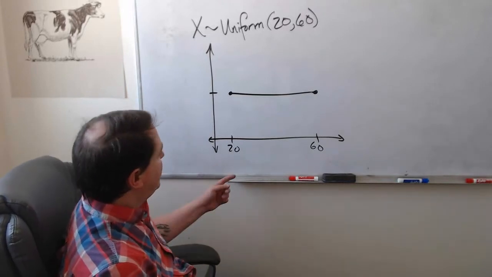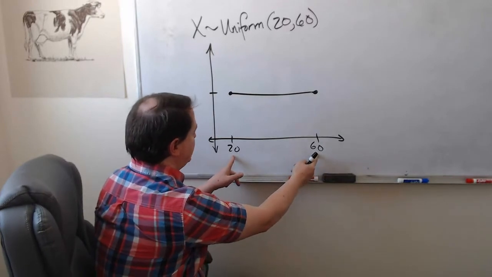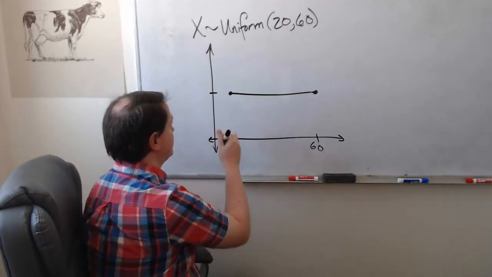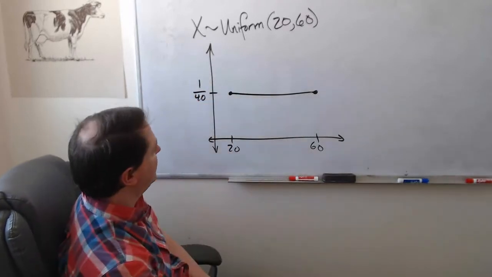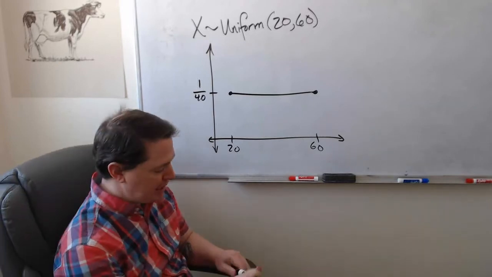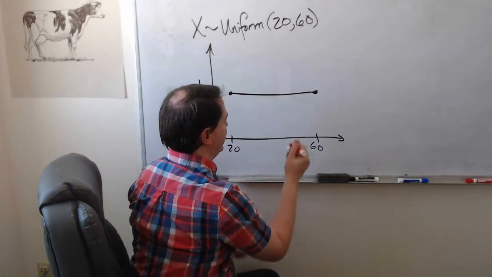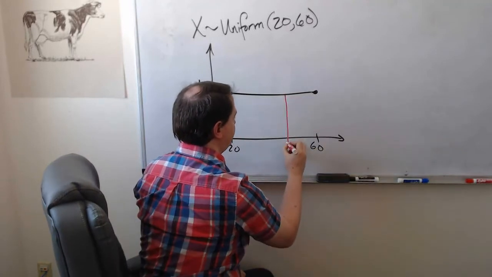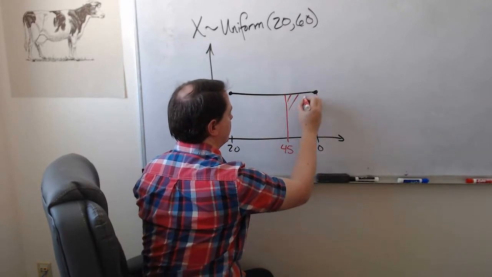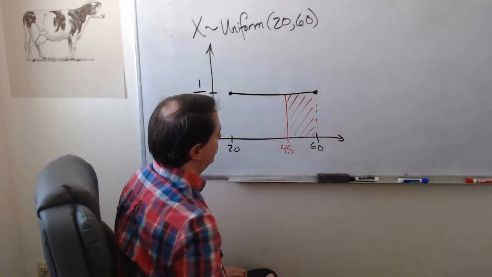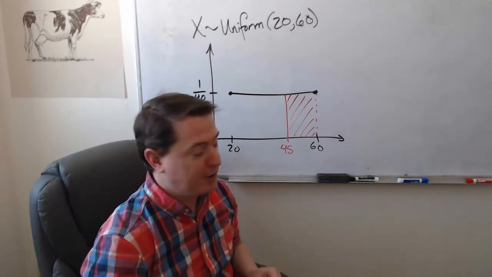So remember, the height was 1 over the distance between these. So 60 minus 20 is 40. So this is 1/40. That's my height. And now I want to shade in the region that corresponds to waiting more than 45 minutes.